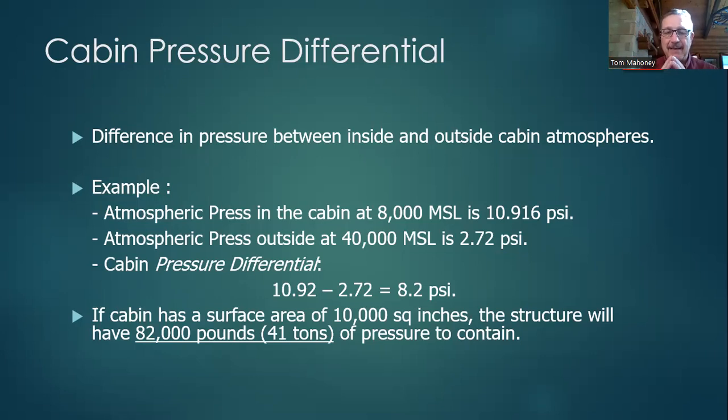8.2 is not as much as you think it is, except when you start calculating from an engineering point of view in this manner. If the cabin has a surface area of 10,000 square inches, the structure will have 82,000 pounds of pressure inside of it that it's trying to contain, the same as 41 tons of pressure to contain. So keep that in mind, what the cabin pressurization differential is, and we can typically fly around at about 8.2, fairly safe in these aircraft.